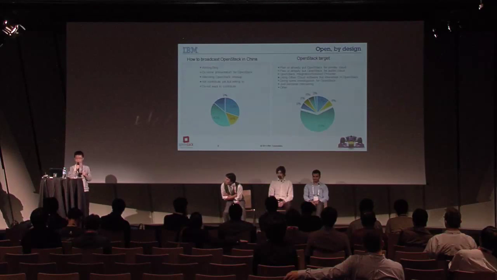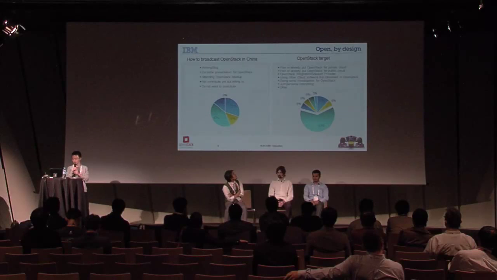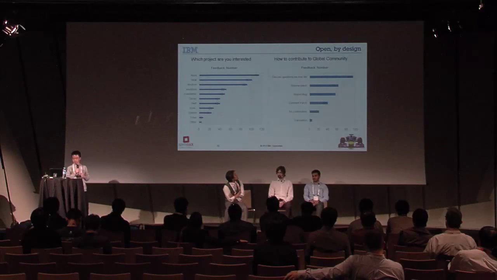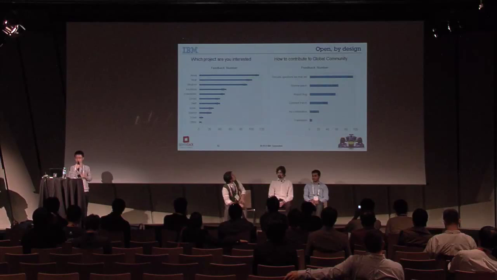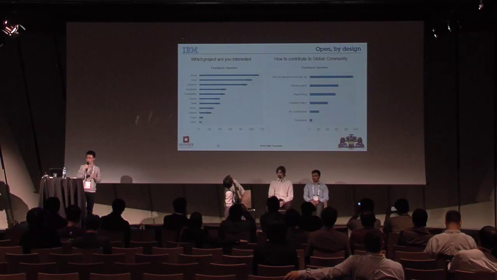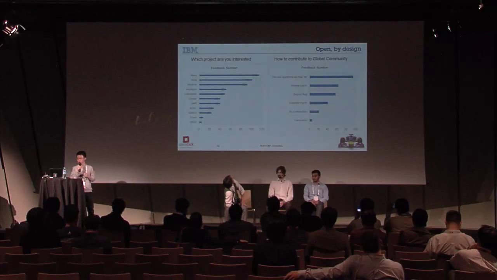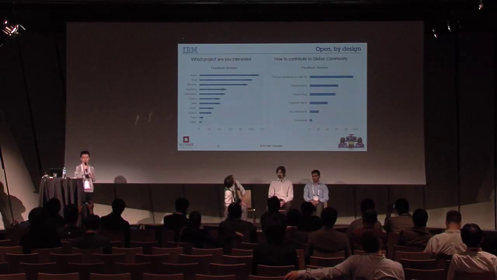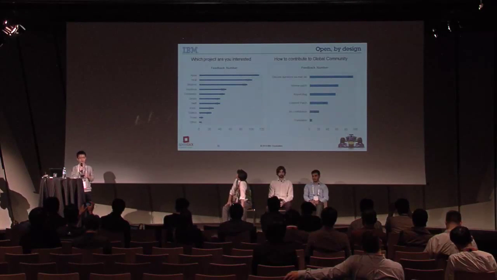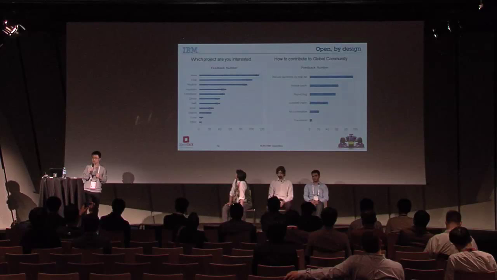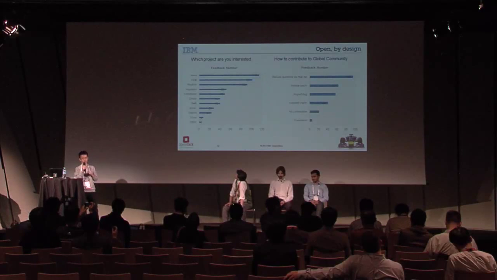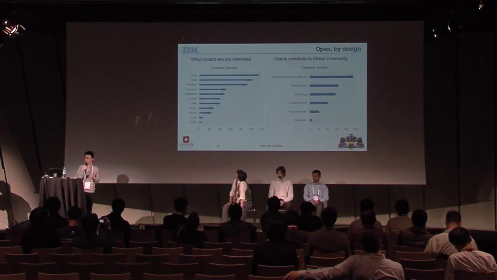They're just using OpenStack to do some integration and provide some cloud solutions. Which products are you interested in? We can see the top three products are Nova, Heat, and Neutron. So it seems that more and more companies are planning to use Heat to manage their applications, and they're also planning to migrate networking from Nova network to Neutron.